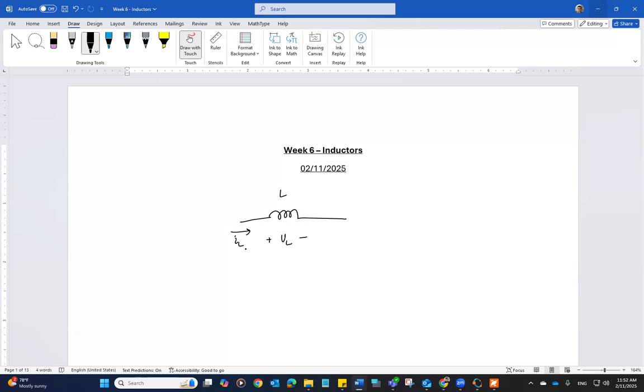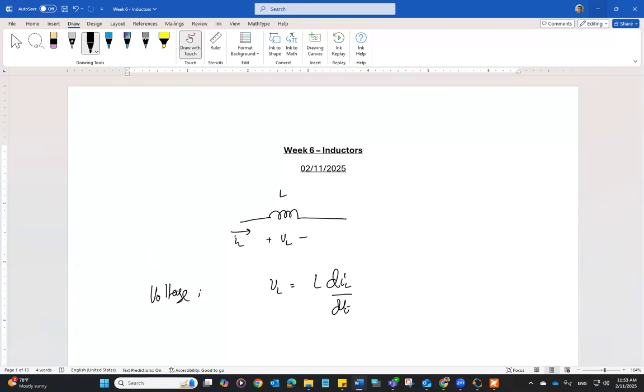Later on, we are going to use inductors and resistors in a DC circuit, and observe the natural characteristics and the forced response of the inductor. We are going to start with the relationship between the current and voltage for an inductor. The voltage across an inductor, VL, can be calculated using the equation L dIL over dt.